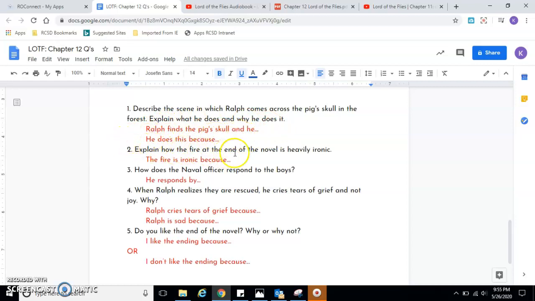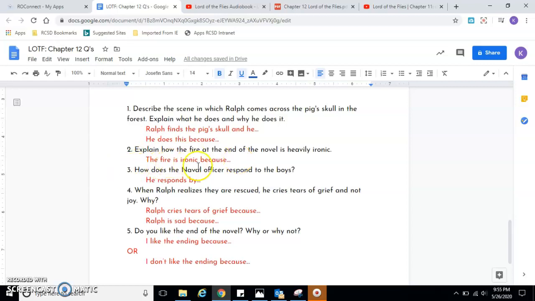2. Explain how the fire at the end of the novel is heavily ironic. The fire is ironic because Jack starts this fire, but Jack never wanted the fire going. Jack didn't think they were ever going to be saved. Ralph was very concerned about the fire, and he thought that it would help them get saved. And then in the end, Jack's fire, that's just supposed to kill Ralph, actually helps them get rescued and saves them all. And that's very ironic.